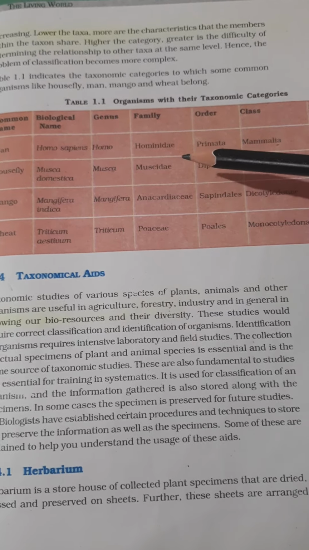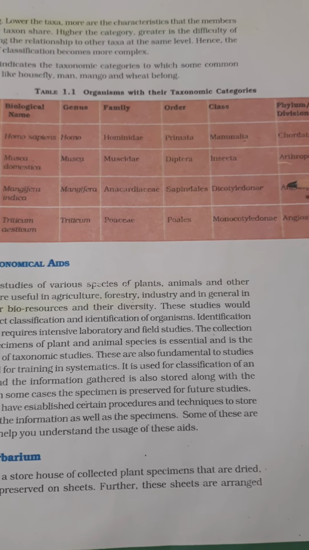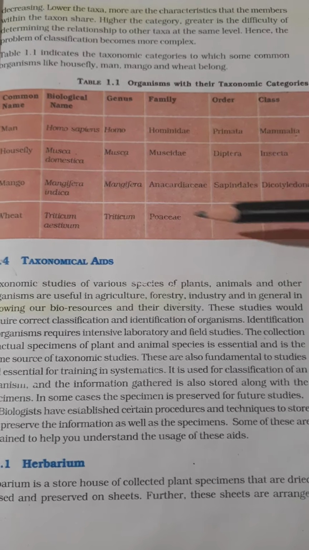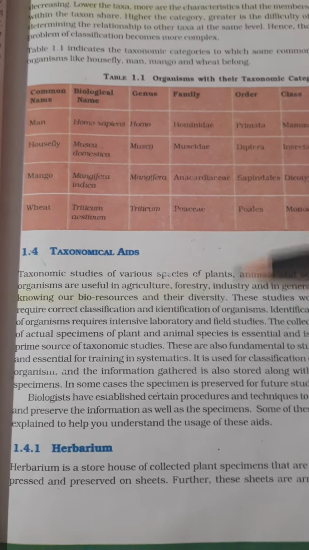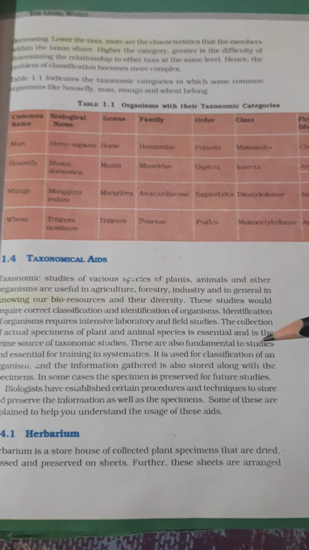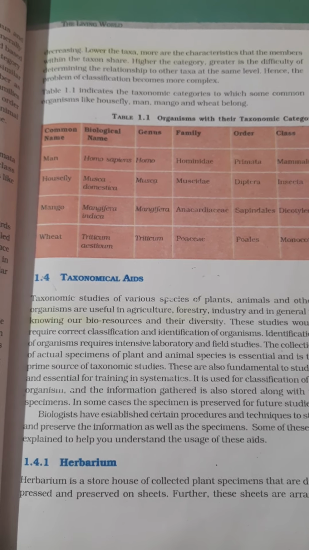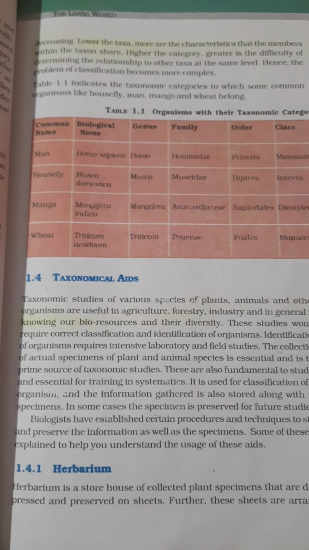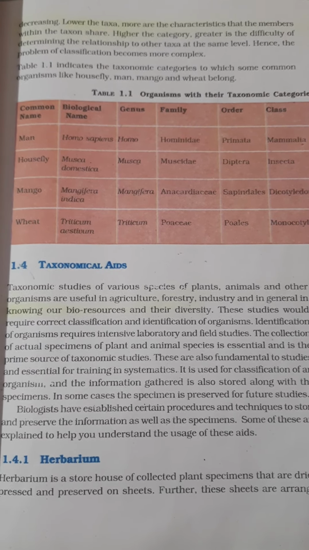So this is the way to categorize or classify any organism. Next, coming to taxonomical aids. Aid means help or tool. So the tools which we use to study taxonomy, or as taxonomists, essential training is given in this field. So what are the different tools which a taxonomist would use to study taxonomy?